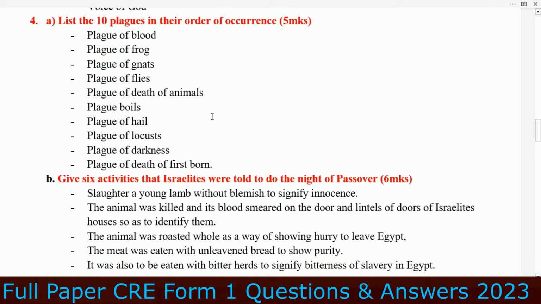Question number 4. List the 10 plagues in the order of occurrence. And this question you might miss marks if you mix them up, because you are told to list the 10 plagues in their order. They have stated order, but they can tell you to state 10 plagues. There is no need of writing them in order. But when they say you state them in order of their occurrence, you must do that.